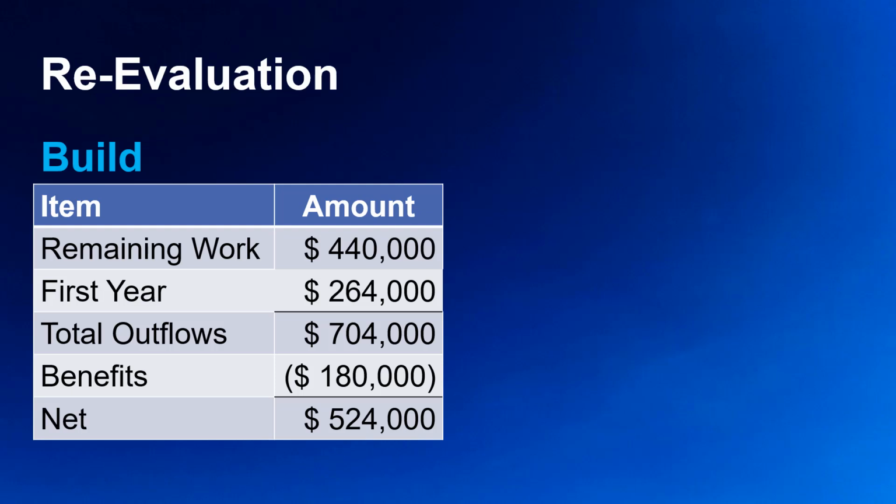However, the benefit still exists for increased revenue, so we take $180,000 out of the cost. The net outflow to complete is $524,000. For the second option, outsourcing, the numbers look like this.